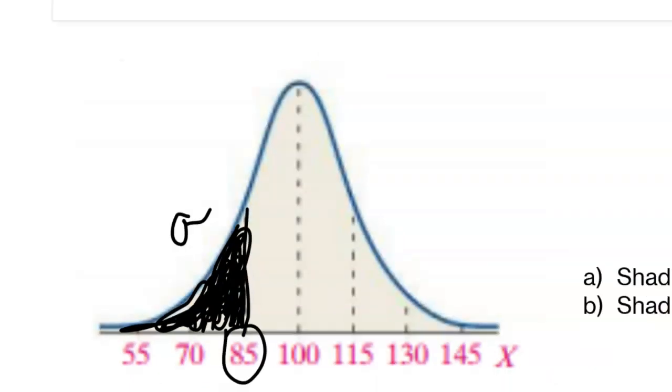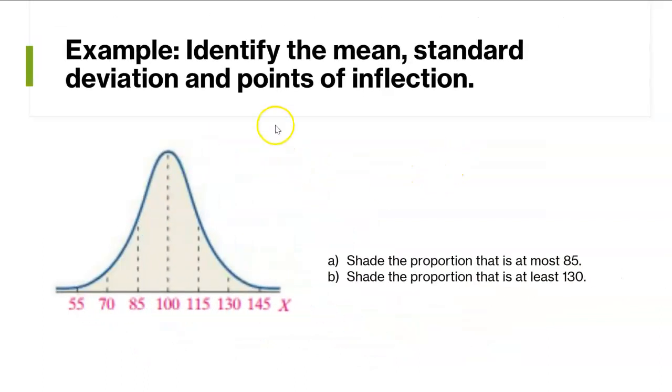Now part B, I have to zoom back out to do it. All right, so part B, it says shade the proportion that is at least 130. So here's 130. At least means it's 130 or bigger. So that means I'm going to be shading everything bigger than 130. Okay, but that's under that curve. So it doesn't go above the curve. It's underneath the curve, and it's everything that is 130 or bigger.